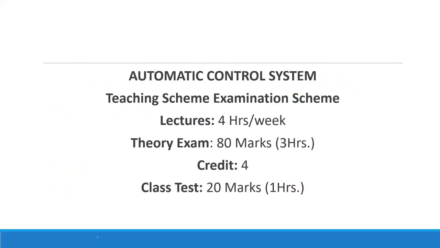Now this particular automatic control system, its teaching scheme and examination scheme is as follows. It will be having 4 lectures, or you can say 4 hours every week, and the theory examination will be conducted for 3 hours, which will carry 80 marks, and the total credit given to this particular subject is 4 credits, because the total marks for this subject is 80 plus 20, so that is 80 marks for your theory examination and 20 marks for your class test. So class test will be of 1 hour and the theory examination will be of 3 hours.